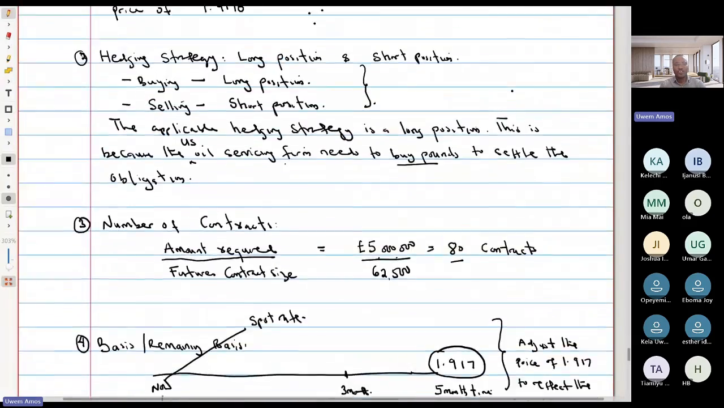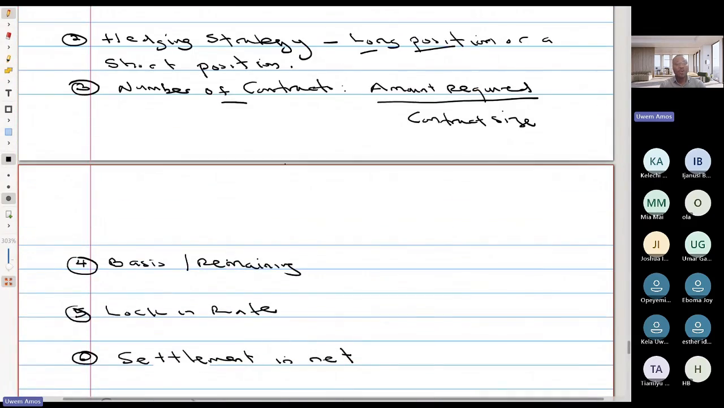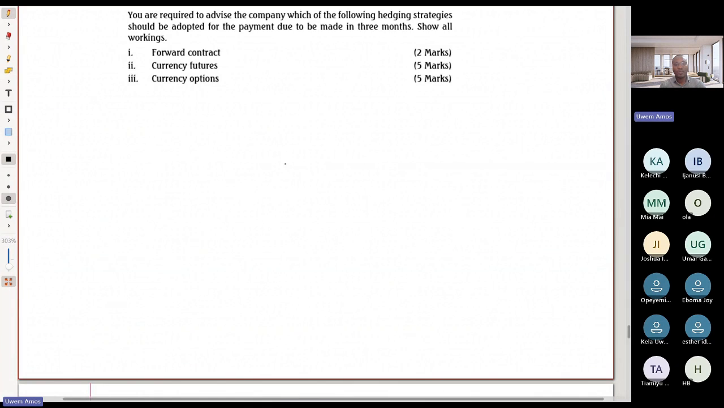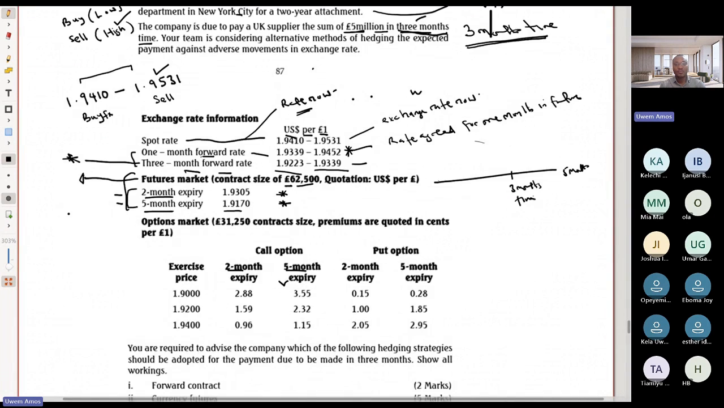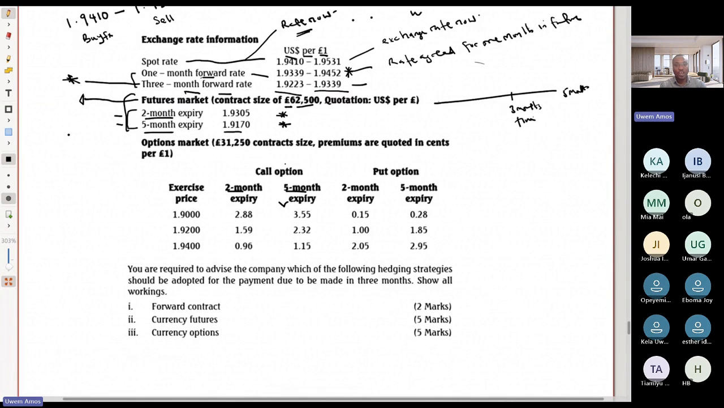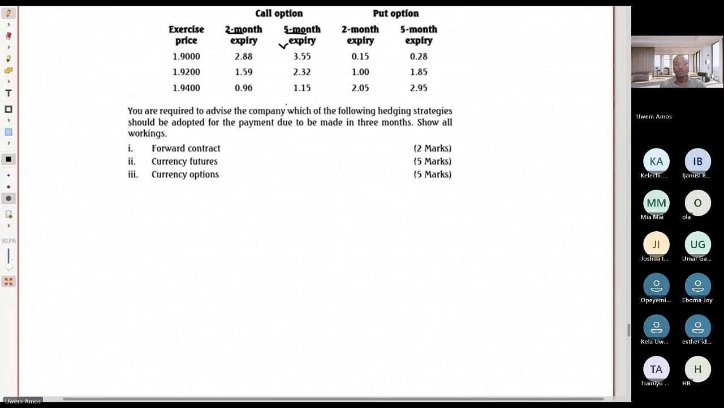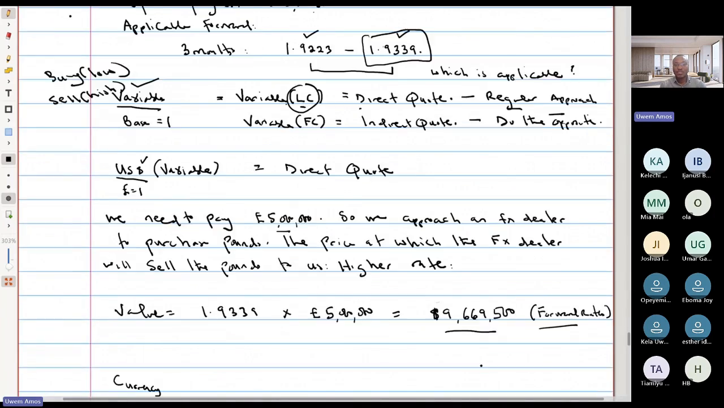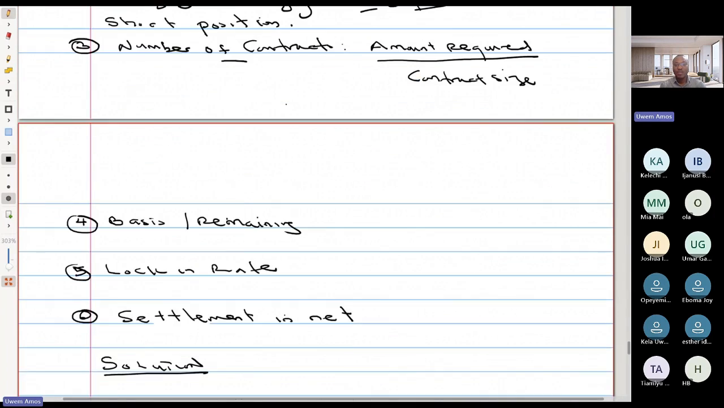I know our futures was 62,500. I need to confirm what our option contract size is. It's possible it's the same thing. It's also possible it's a different thing. Okay, so these are the option contract sizes. So these are the option market. 31,250. The contract size is different from our futures contract size. So that's 31,250. So how many contracts are we looking at then?